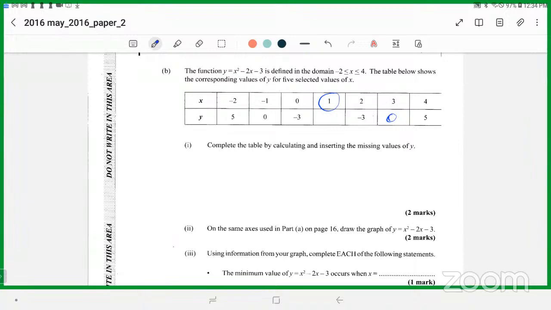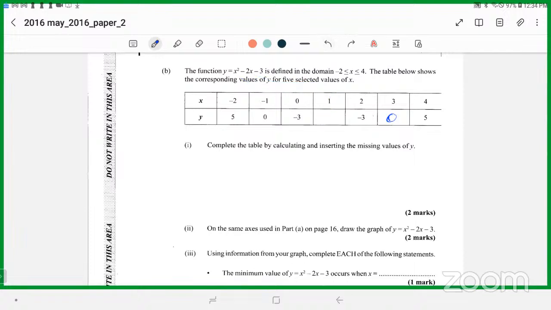And actually, it might be the axis of symmetry, based on these values. Might be the axis of symmetry. All right, this 1. So I'm going to take the 1 and plug it inside here to get what the value is.